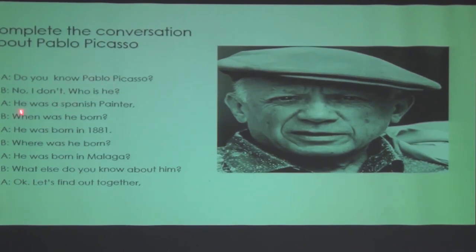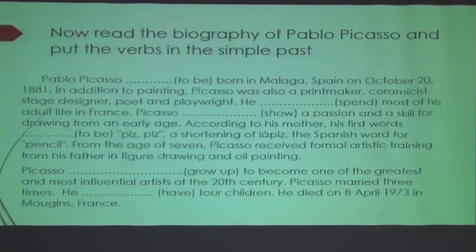So you can choose another one. Do you know another celebrity? You can choose your own. Do you know Cristiano Ronaldo? No, I don't. Who is he? We cannot say here he was a football player. Why? Because Cristiano Ronaldo is still what? Alive. So that's why you have to be careful with the choice of the celebrity that you choose. Okay? You choose someone who is dead or still alive, but you have to be careful with the tense.